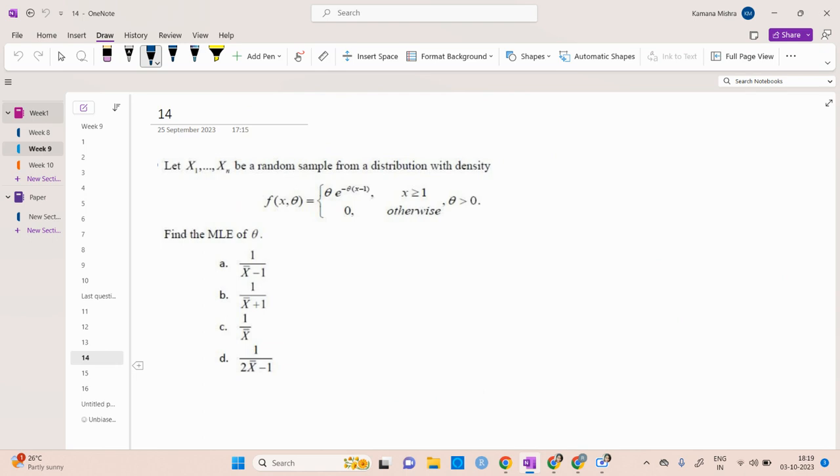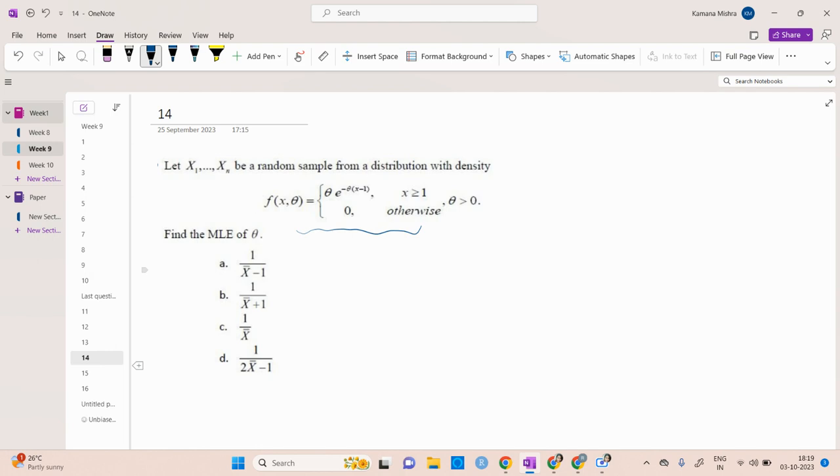Now the next question we have here is that we need to find the MLE. MLE means maximum likelihood estimator. So this will be also a revision kind of thing. Okay. So what is given here is that we have been given the PDF and we want to find the MLE.